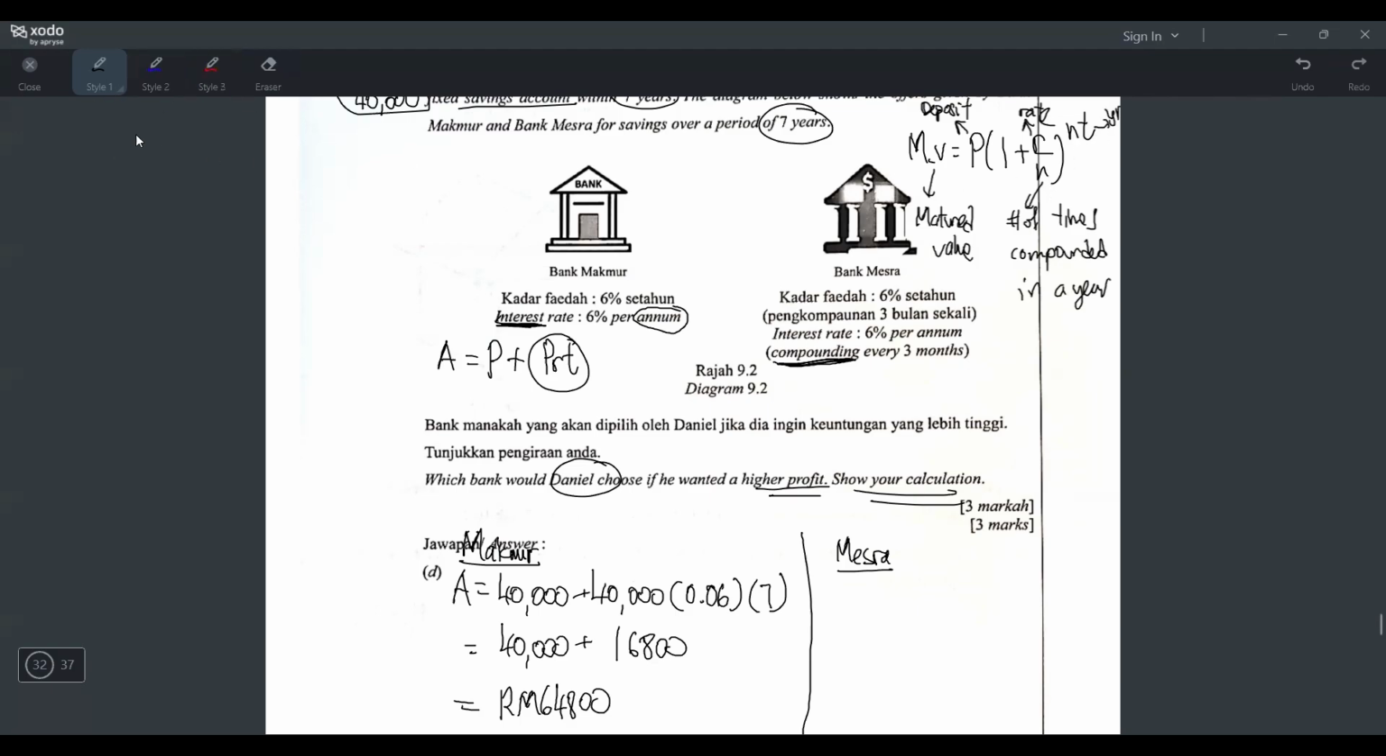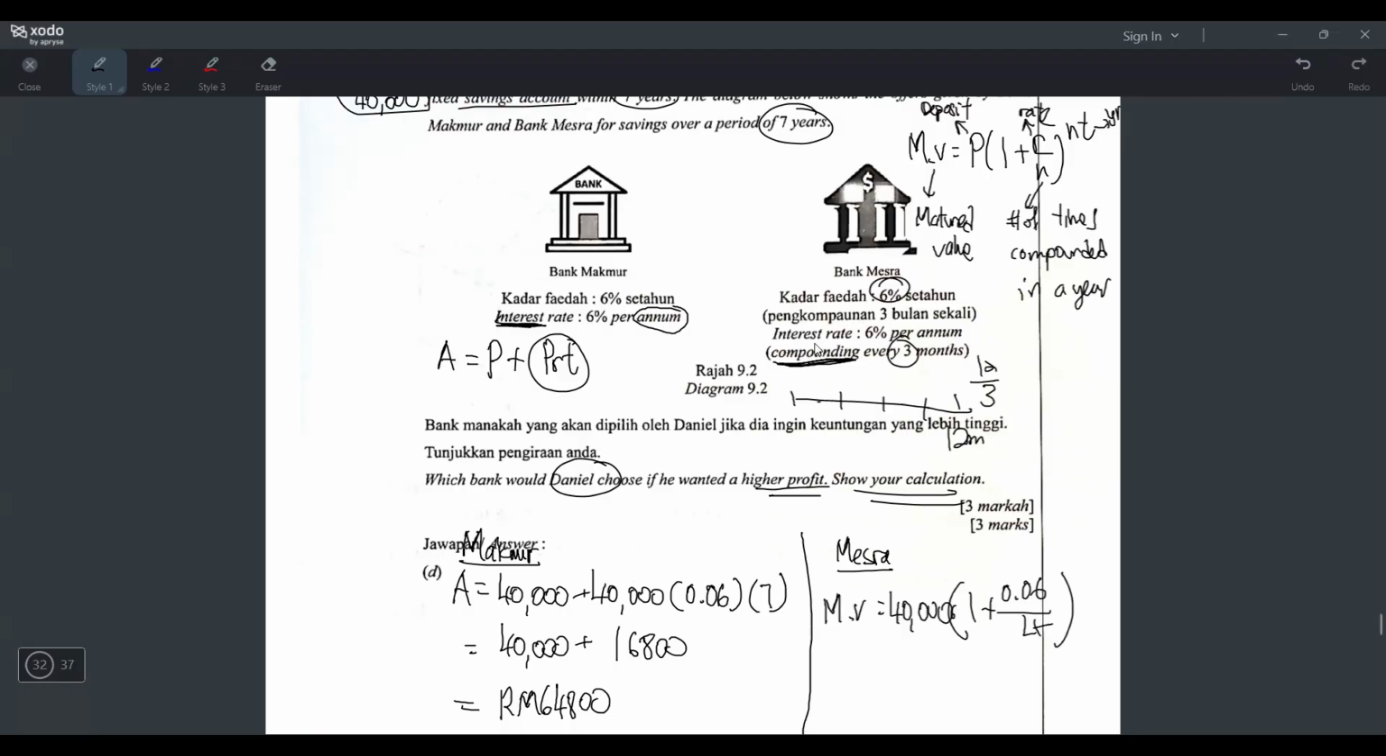Okay, so now let's put in the formula. The matured value MV is equal to P, which is the deposit 40,000, times 1 plus R over N. The R is 6% also, so 0.06 over N. N is the number of times compounded in 1 year. Okay, don't write 3, it's wrong. They write compounding every 3 months, but we all know 1 year has 12 months, right? So if you compound every 3 months, it will compound 4 times, because 12 divided by 3. So this one is 4.